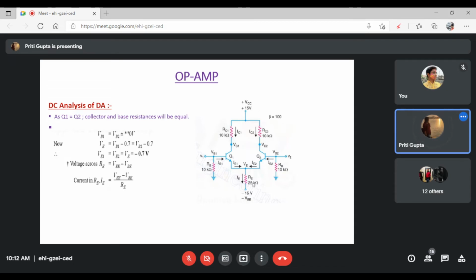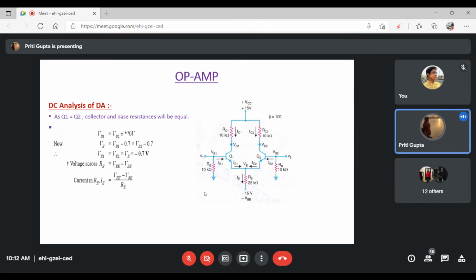Okay, no problem. After that, once you get IE, now find out IE1 and IE2. IE1 is equal to IE2, which equals IE divided by 2. You can omit the minus symbol. That is basically denoting that the current is passing in the reverse direction, nothing else. So IE1 equals IE2 equals IE divided by 2. Tell me what value is coming. 0.314 milliampere.